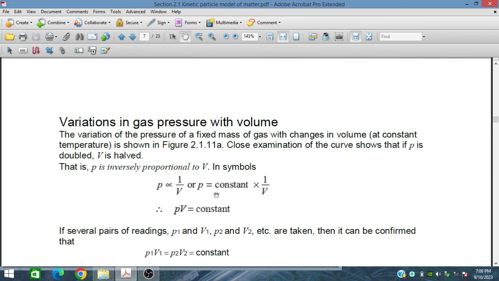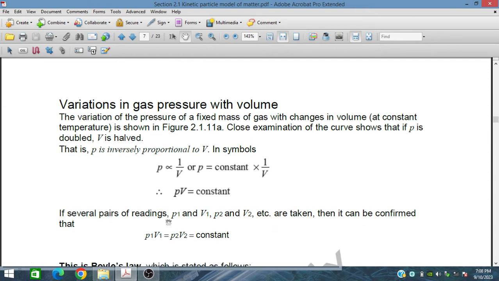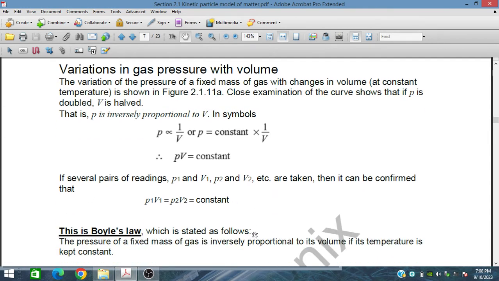So this is P, pressure, and it is inversely proportional to 1 upon V, where V is the volume. So the proportionality constant gives P equal to constant into 1 over V. So this V may be multiplied here, so PV is equal to constant. If several pairs of readings P1, V1, P2, V2 are taken, then it can be confirmed that P1V1 equals P2V2 equals constant, and this is called Boyle's law.